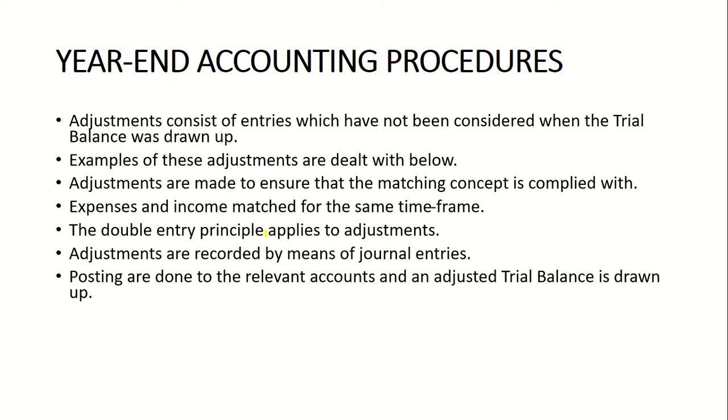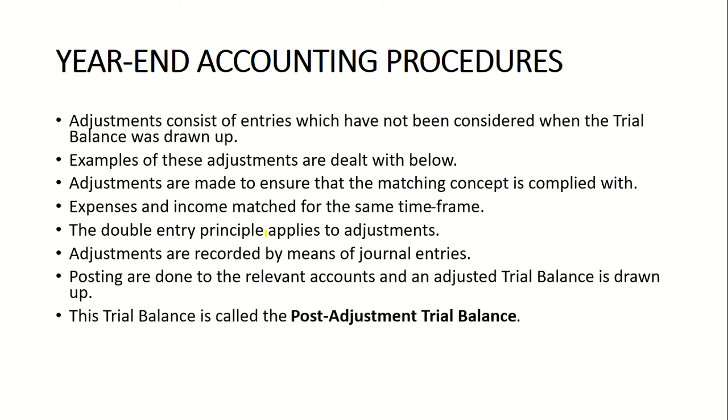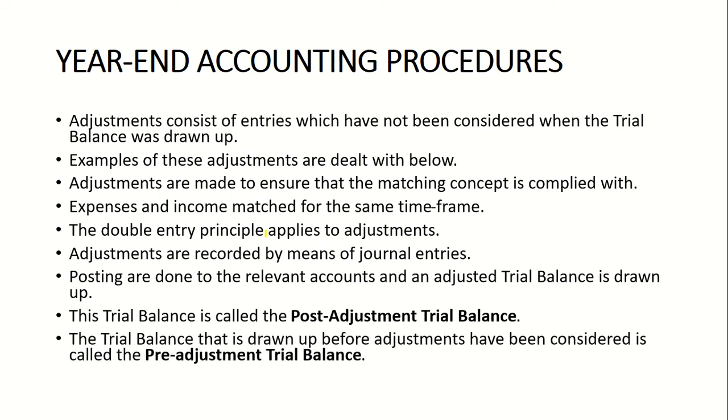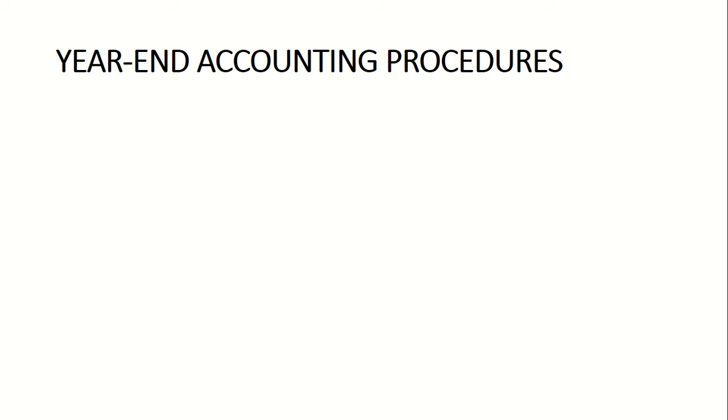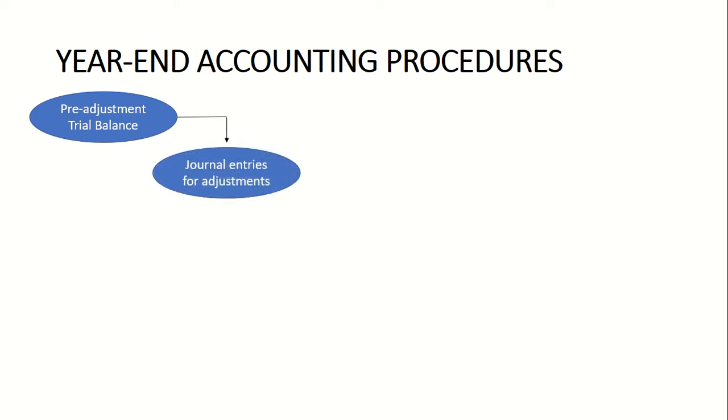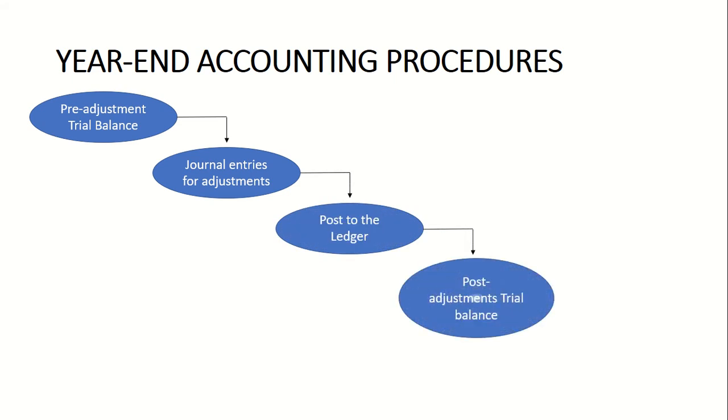Postings are done to relevant accounts and an adjusted trial balance is drawn up. This trial balance is called the post-adjustment trial balance. The trial balance that is drawn up before adjustments have been considered is called the pre-adjustment trial balance. Now we have a pre-adjustment trial balance, and then we're going to have our journal entries for adjustments. Then we're going to post them to the general ledger, and then from there we're going to prepare what we refer to as the post-adjustment trial balance.